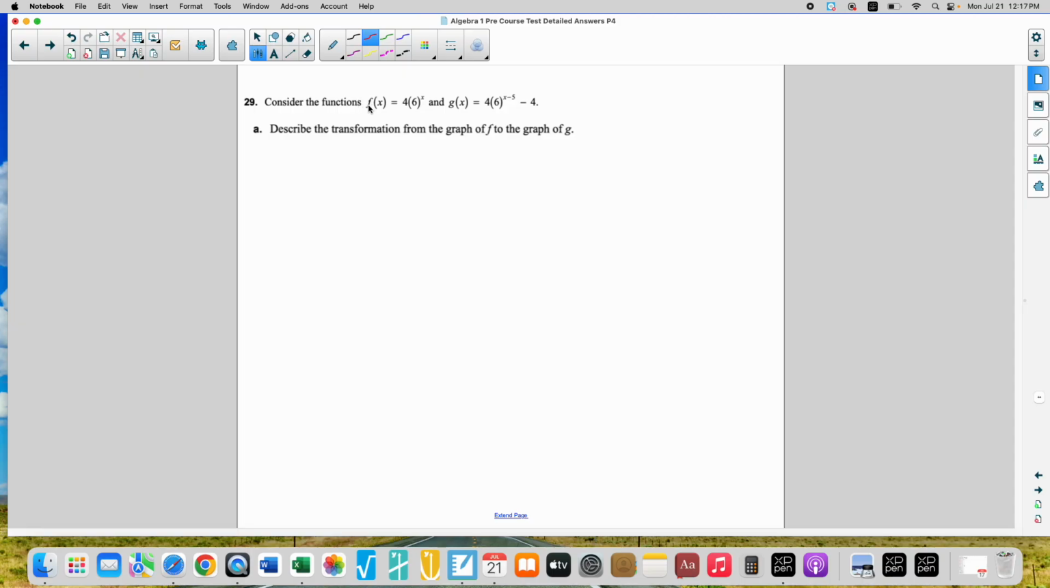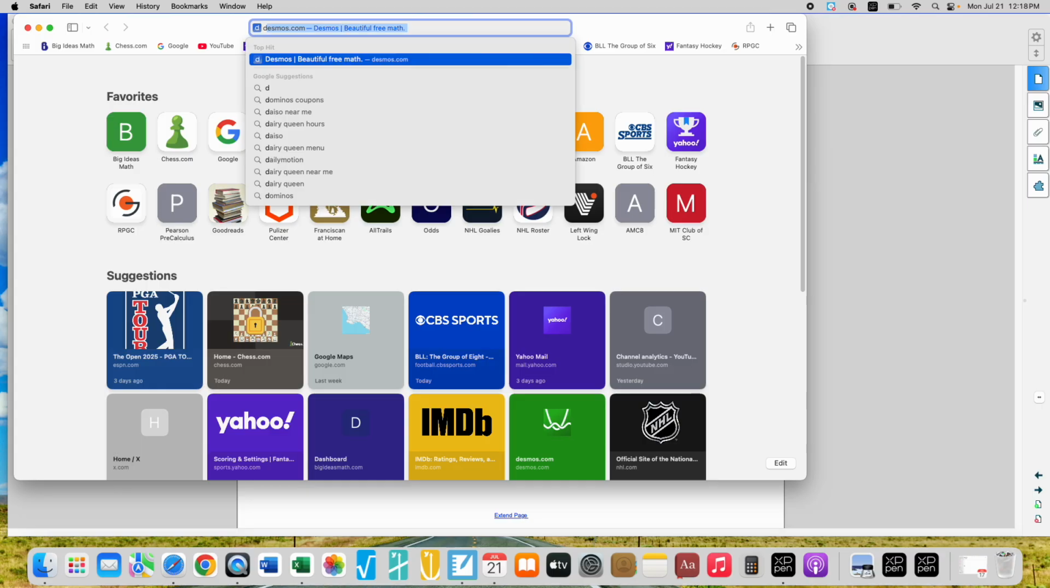Consider the function f of x equals 4 times 6 to the x. And then you have g of x, which takes that parent and increases or decreases its exponent, and moves its intercept. So what does that exponent up on the top do? It's very interesting to see how that affects the graph. So actually, let's go back to Desmos. We were just at Desmos.